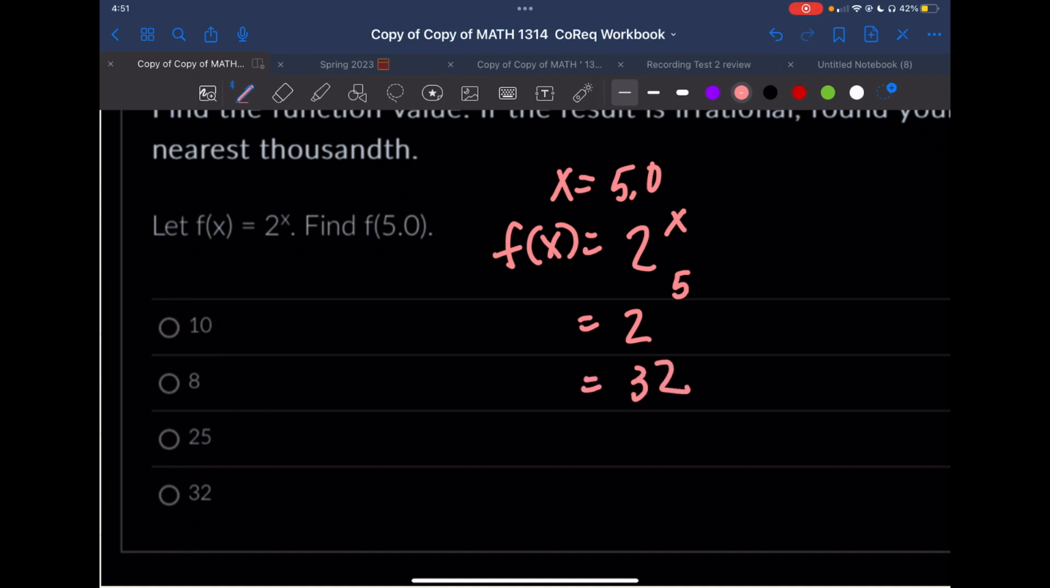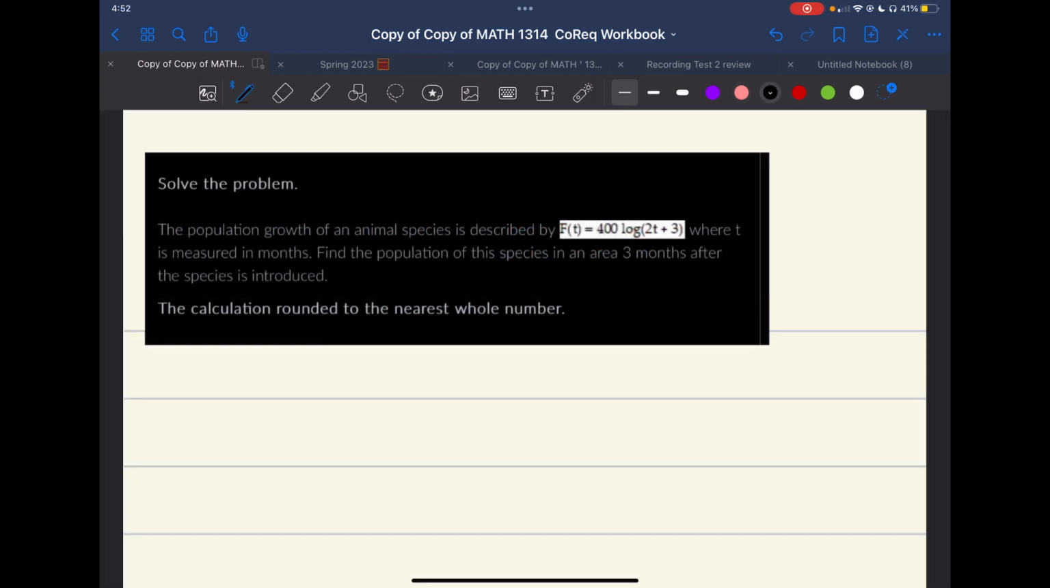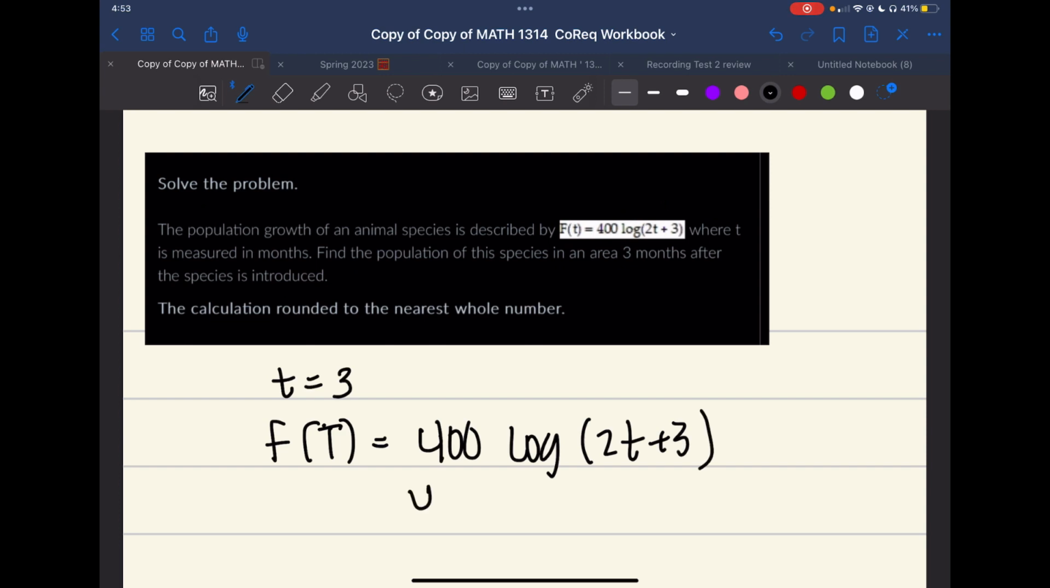When you substitute, you get 2 as your base and 5 as your exponent, so it's equal to 32. The population growth of an animal species is described as f of t equals 400 log of 2t plus 3, where t is measured in months. Find the population of the species in an area 3 months after the species is introduced. So t equals 3, f of t equals 400 log of 2t plus 3. You're just substituting, and then you're going to put it into the calculator.